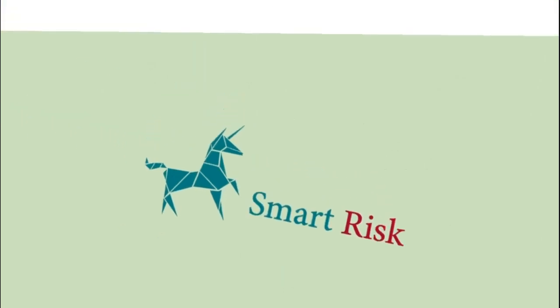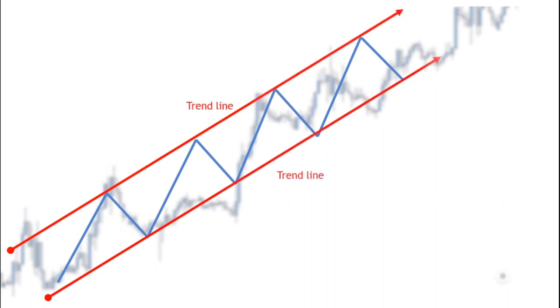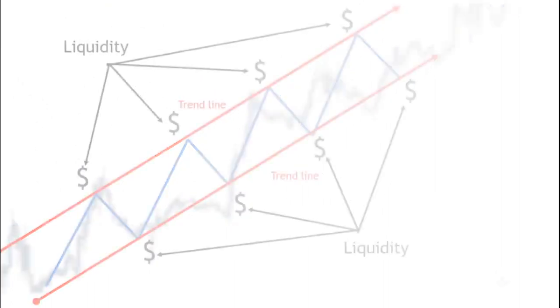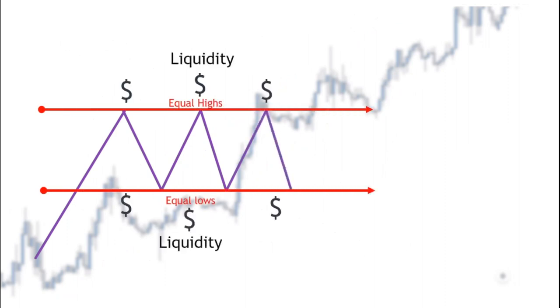And it always accumulates behind the dynamic trend line, or above the equal highs, or below equal lows in the market. And the reason why the market always tends to break through these areas is to gain the liquidity that drives its movement. So that's it, traders.